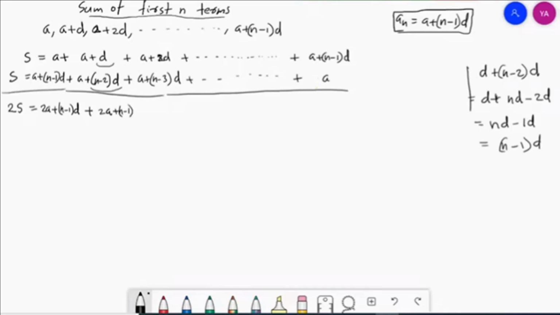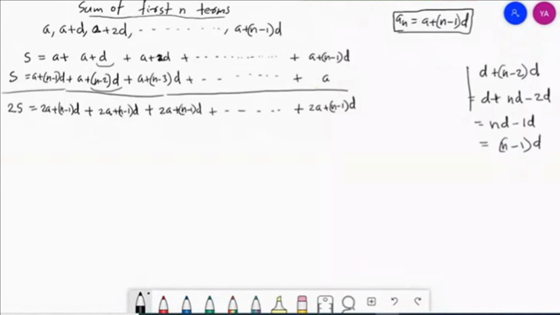What will be the third sum? The third position: A plus 2D on top and A plus n minus 3 times D at the bottom. If you add these two, what will you get? 2A plus n minus 1D, the same. If you continue in each position, you will get the same sum, 2A plus n minus 1D. And finally, the last position, you get the same: 2A plus n minus 1 times D.